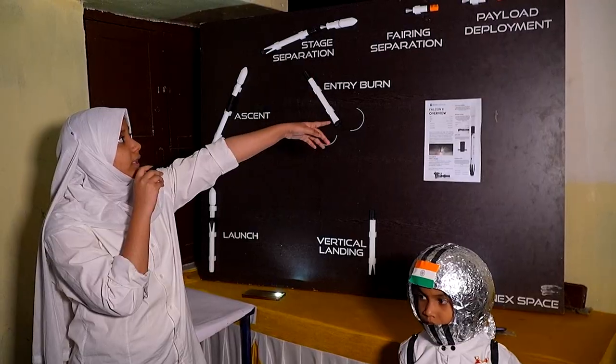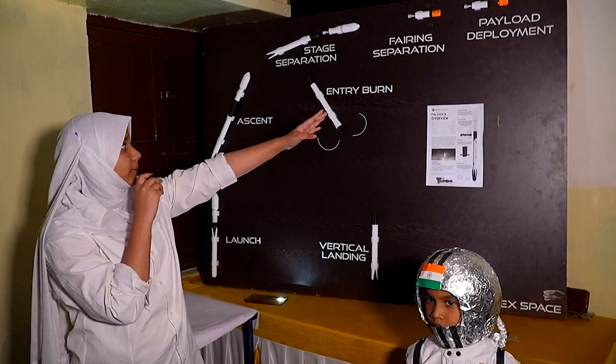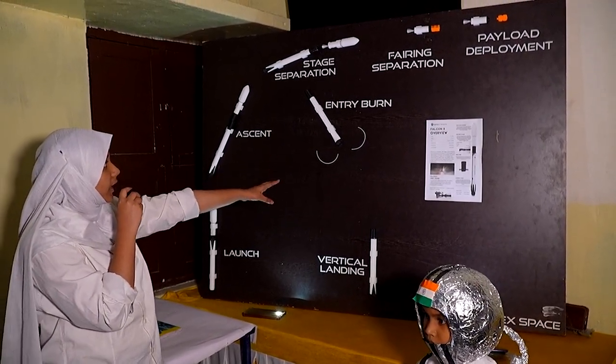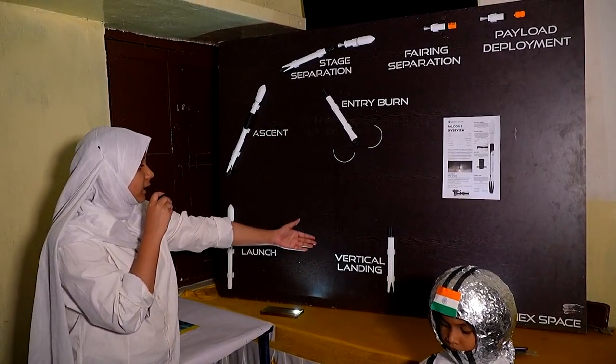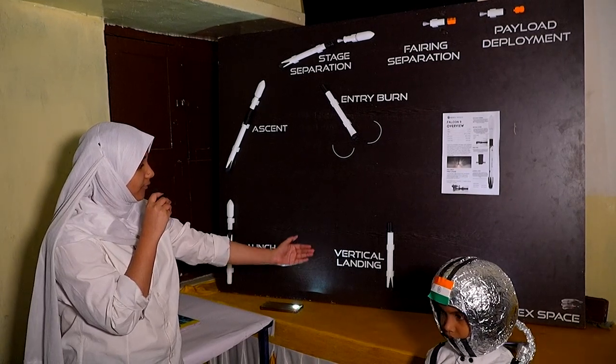Payload deployment. The satellite is released into the orbit. Re-entry. The engine fires again to slow the returning rocket. Vertical landing. The rocket lands down slowly, safely for reuse.